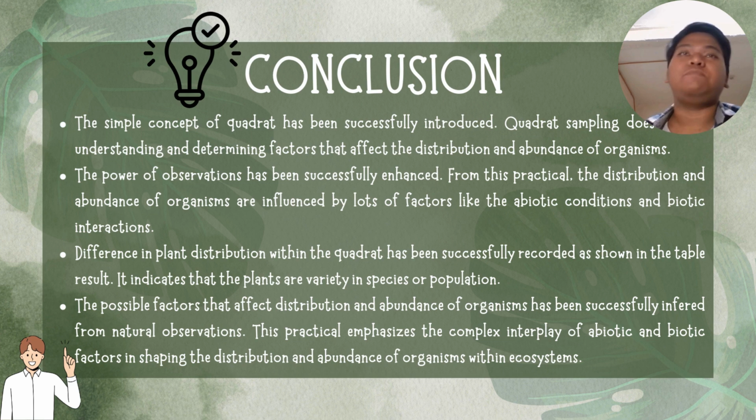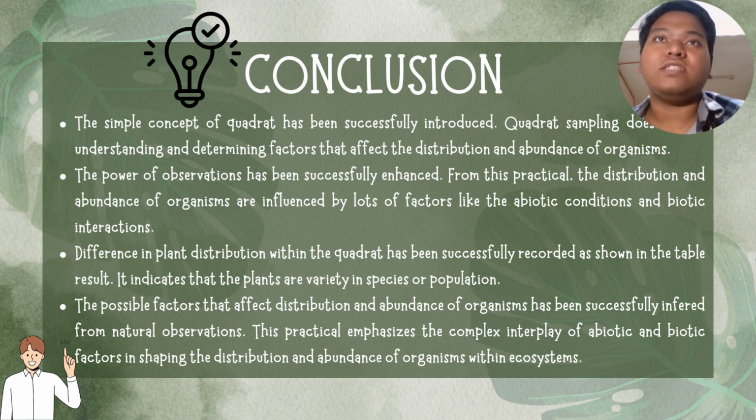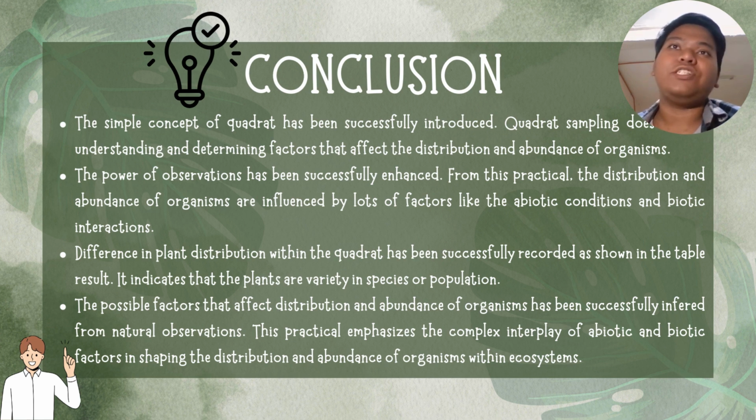Based on this practical, we can conclude that the simple concept of quadrat has been successfully introduced. Quadrat sampling does help in understanding and determining factors that affect the distribution and abundance of organisms. The power of observation has been successfully enhanced. From this practical, the distribution and abundance of organisms are influenced by lots of factors like abiotic conditions and biotic interactions.